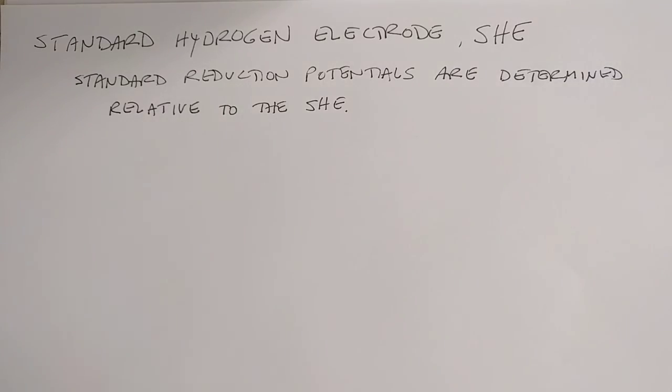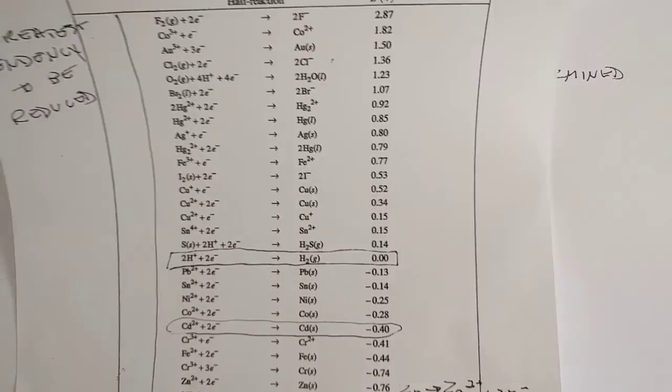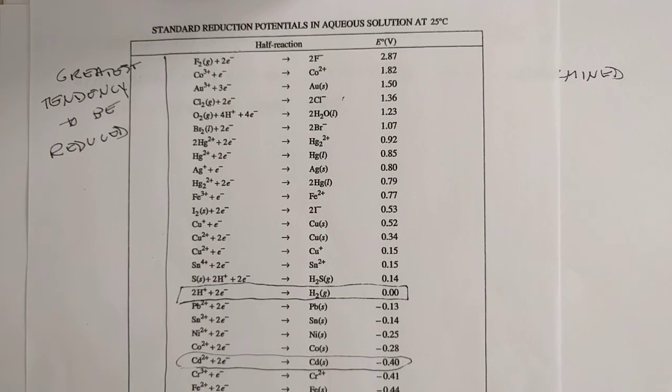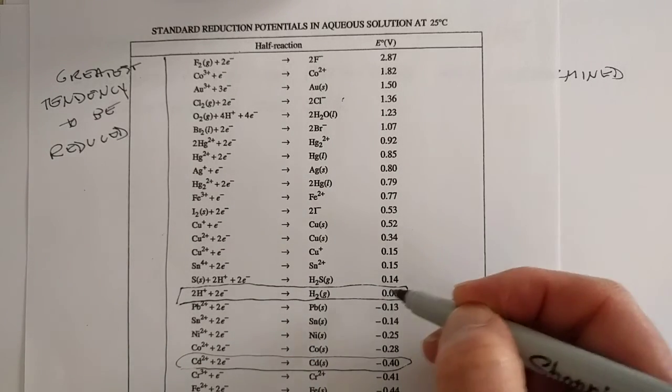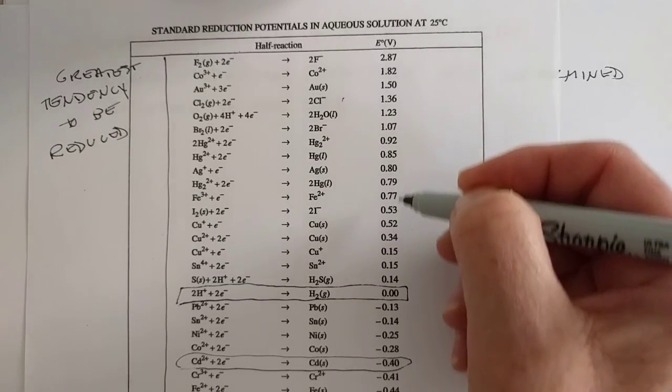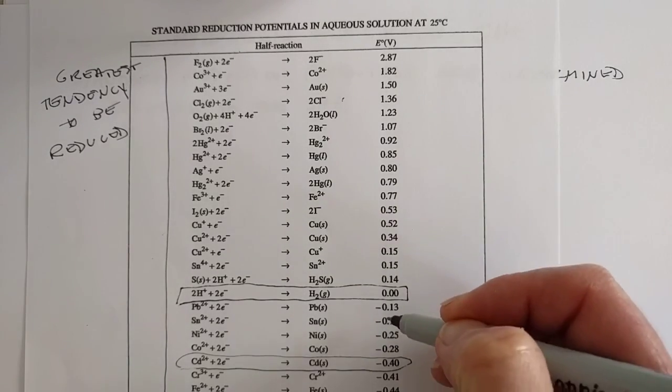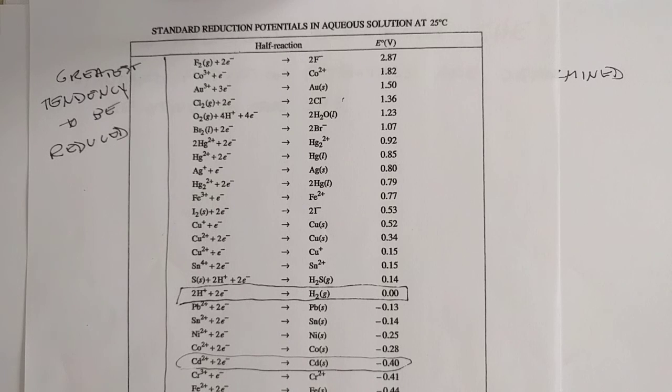So let's go look on our paper, our reduction potentials. And right here, this is our value of 0. This has been defined to be 0. So anything above hydrogen has a greater reduction potential than hydrogen. Anything below has a less reduction potential than hydrogen.